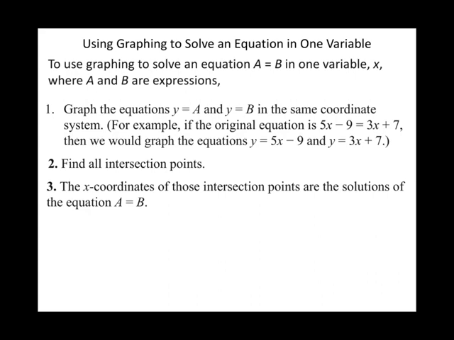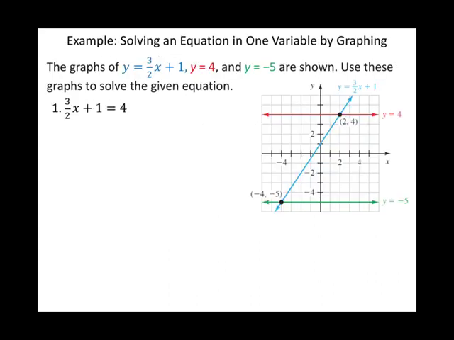Okay, let's try to do the example. The graph of y equal to 3 over 2x plus 1. So I have the linear equation in here. I have two horizontal equations, y equal to 4 and y equal to negative 5. Use this graph to solve the given equation. Okay, so look at this graph here and I want you guys to find out the solution of this equation. So first, I have 3 over 2x plus 1, so this is y equal to 3 over 2x plus 1, just like this equation.